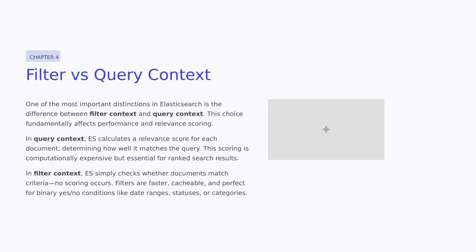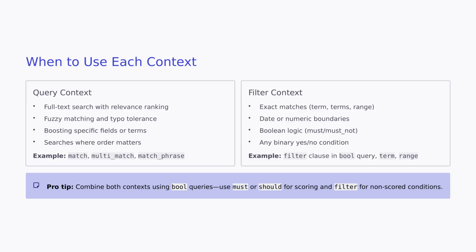Remember, filters are fast, cacheable, and perfect for yes/no conditions. So, when optimizing your Elasticsearch queries, consider whether filter or query context best suits your needs. In search queries, choosing between query and filter contexts can make a big impact on results. Query context is ideal for full-text searches with relevance ranking, fuzzy matching, boosting specific fields, and searches where order matters. Think match, multi-match, or match_phrase.